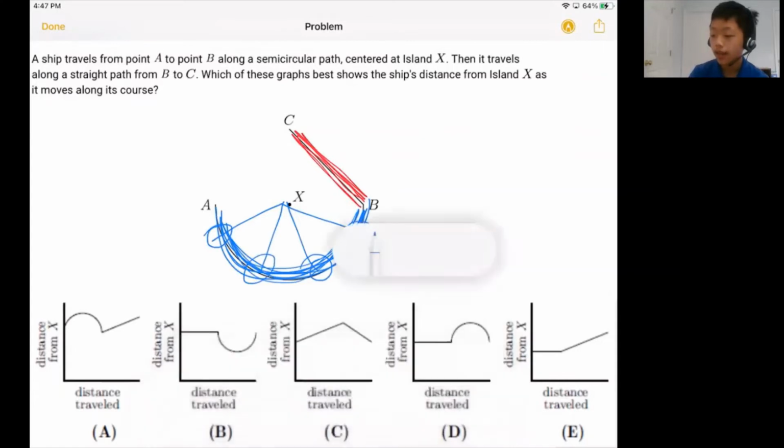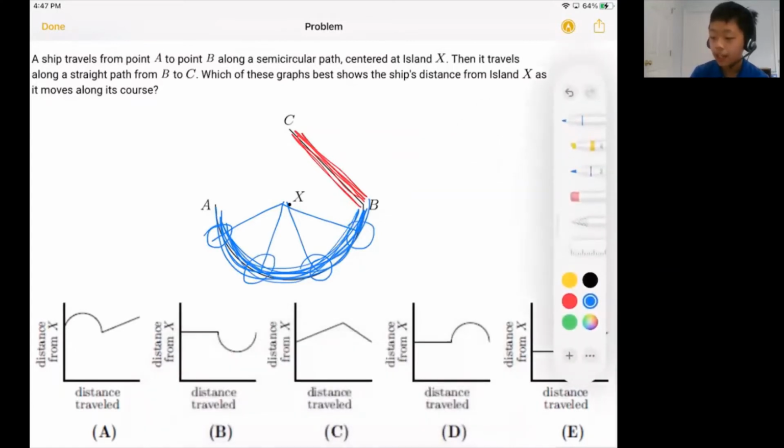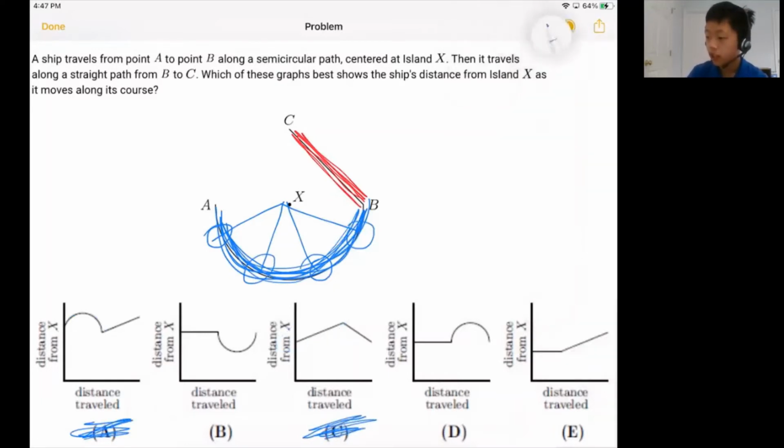So that would eliminate choice A, because clearly here it is going upward. That's clearly wrong. And that also eliminates choice C, right? Because it's going upward, but we need it to be flat. So that also doesn't work. That leaves us with choices B, D, and E, because they all have these horizontal lines at the beginning. Now what we have to do is focus on the red path.